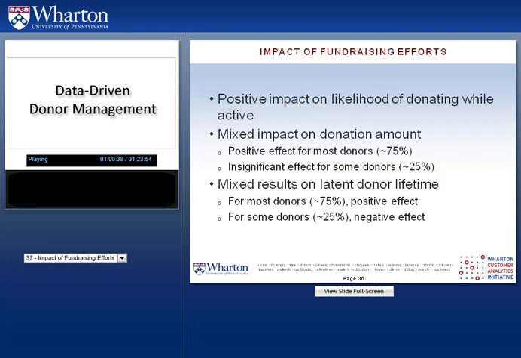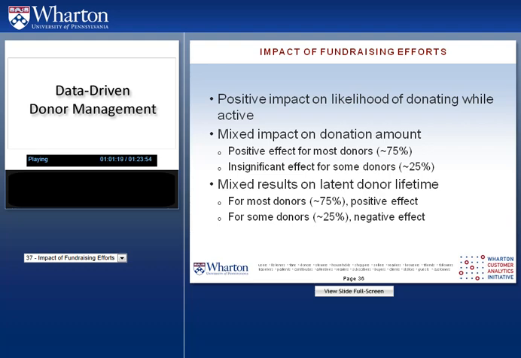So let's take a look at just how do these solicitations impact these different model components? Well, we do find evidence to show that the fundraising efforts increase the likelihood of making a donation while individuals are still active. So if donors are still active, the more mailings they're getting, the more likely they are to make a contribution. As far as the impact on how much they're giving, for the majority of donors, more is better. For about a quarter of the donors, it didn't have a significant effect.